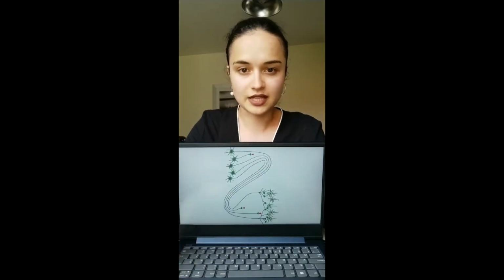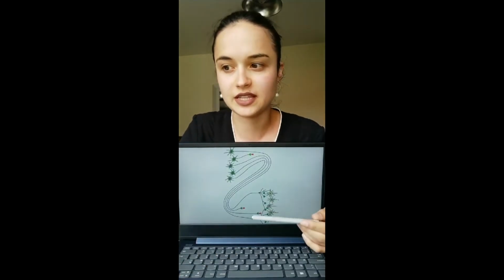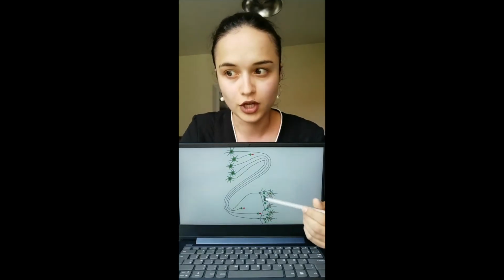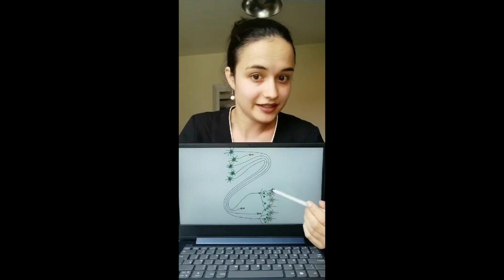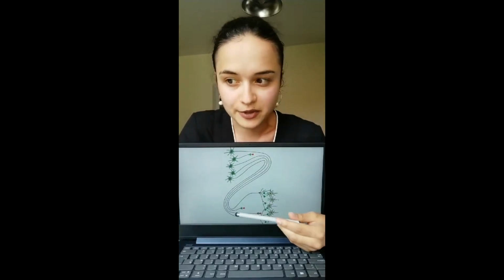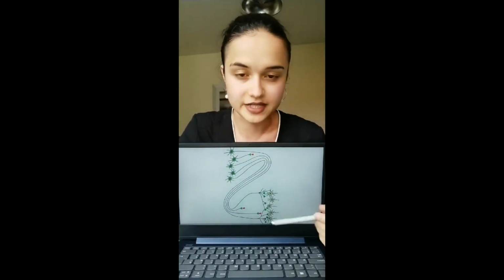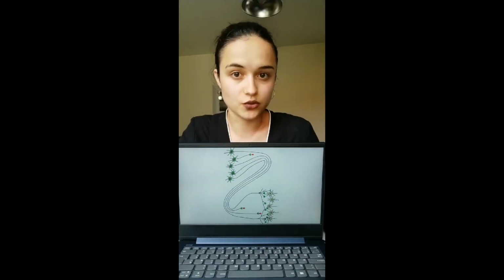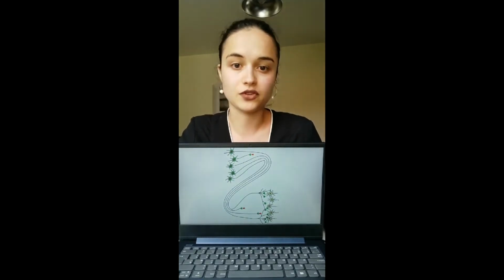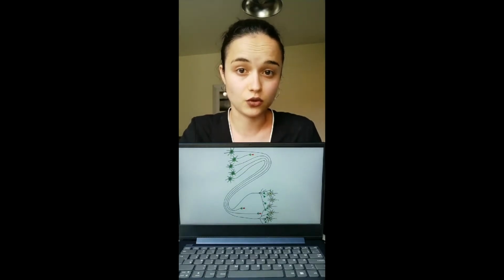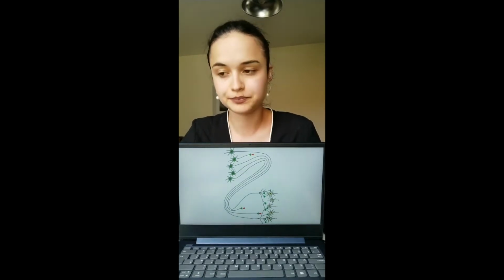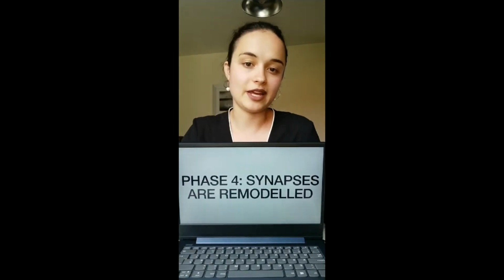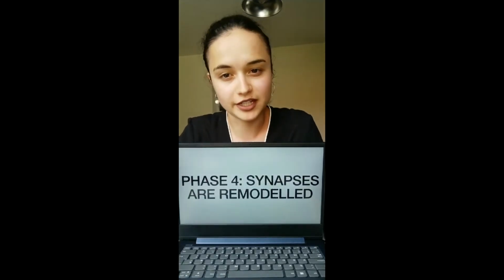And we can see that here. Some of these neurons already formed the little green endings, and these are the synapses obviously, and some of them are still growing towards their targets and trying to find their way. So this is phase 3. This is where the neurons use different guidance cues to find their targets and then to connect with them using synapses.